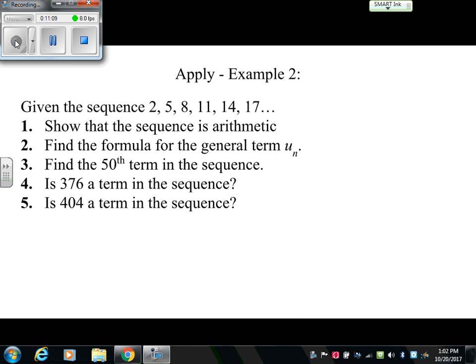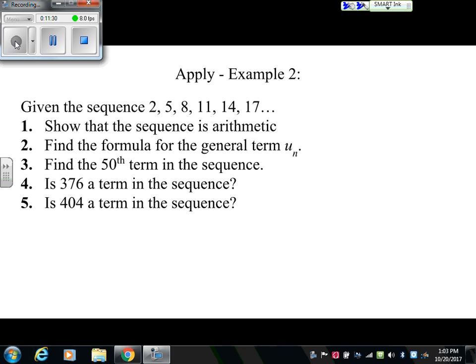Okay, we're going to do one last example in this video. So we're given the exact same pattern that we were just looking at by coincidence here. And we first want to show that the sequence is arithmetic. So in order to show that it's arithmetic, you have to show that there's a common difference.